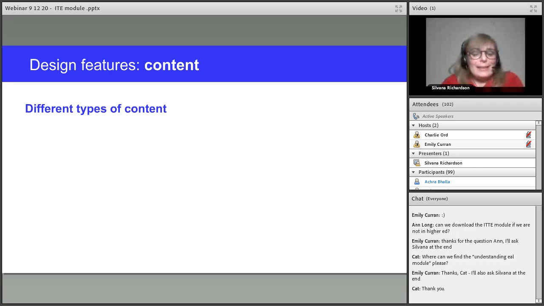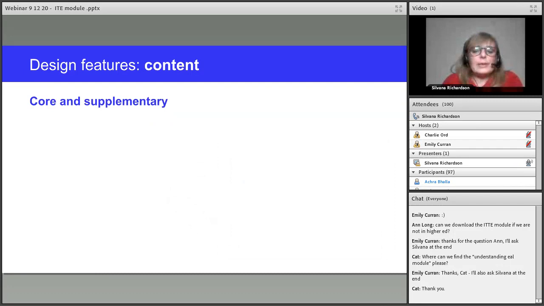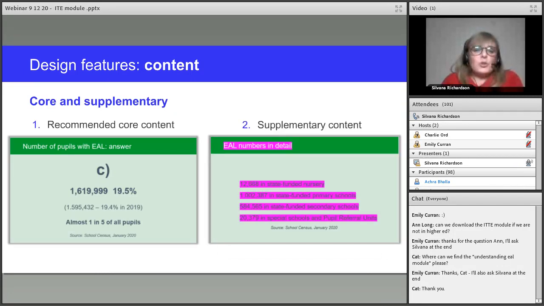The other important thing to say is that we have divided the content into different types. First, we have classified the content into core content, supplementary content, editable content, and phase-specific options. This is to offer flexibility for different priorities, preferences, and constraints of different ITE providers. So, this is an example of a core and a supplementary activity. This is the slide that is the feedback on the poll that you've seen before. We recommend as core content the slide that you see on the left, where there's absolutely no highlight of any color. And then the supplementary content has got pink highlight, and this is the code for supplementary content.